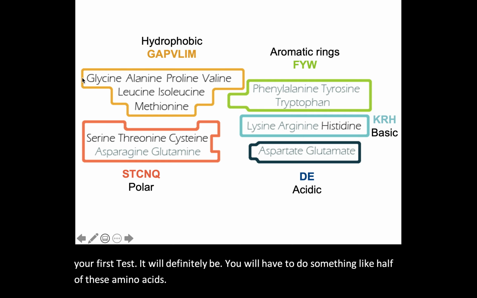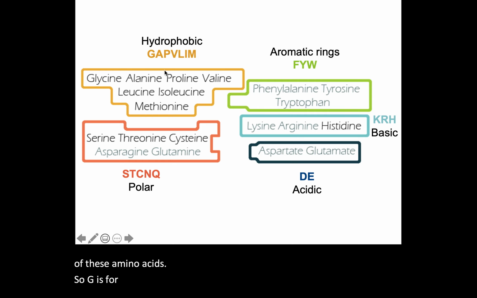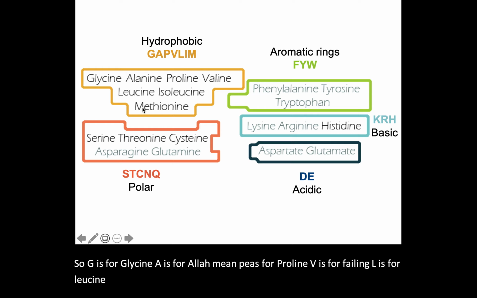So G is for glycine, A is for alanine, P is for proline, V is for valine, L is for leucine, I is isoleucine, and M is methionine.